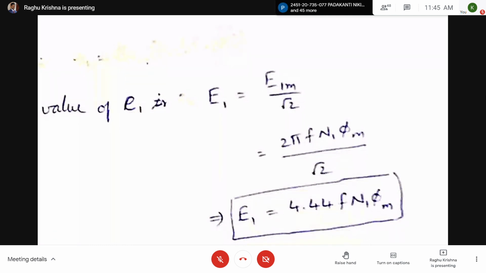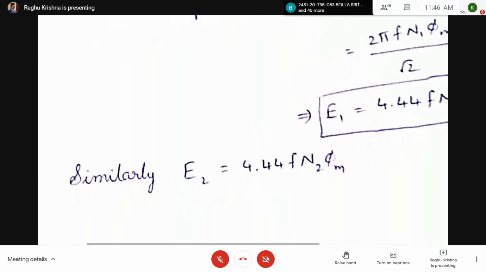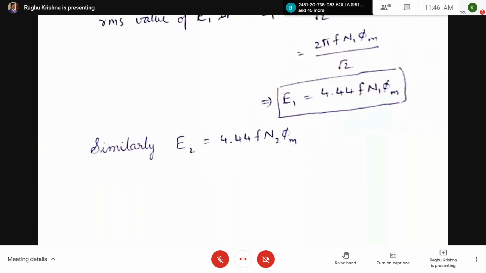If you simplify, you are going to get 4.44 f N1 Φm as the RMS value of induced EMF in the primary. Similarly, you are going to get E2 equal to 4.44 f N2 Φm. So in the exam they are asking for this derivation.